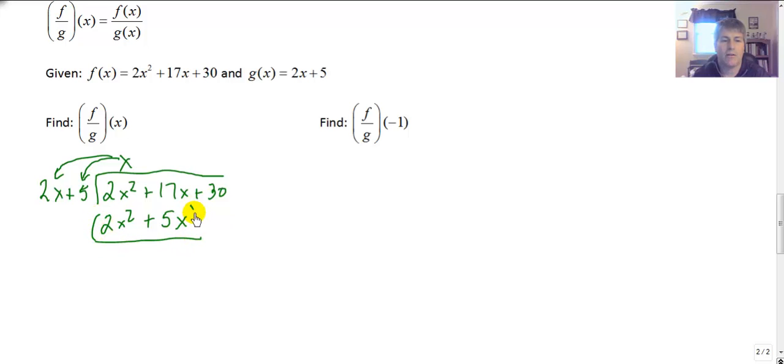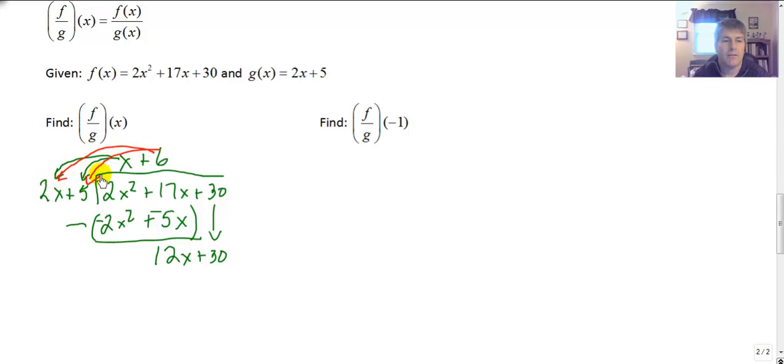We subtract our entire quantity. So we change all our signs and add. The 2x squareds drop out. I end up with 12x. I bring down my 30. And I start the process all over again. How many times does 2x go into 12x? Well, it goes in 6 times.